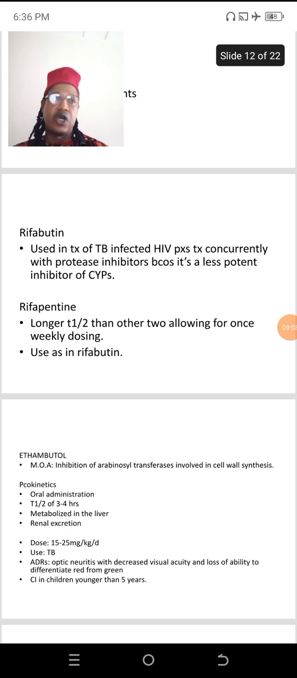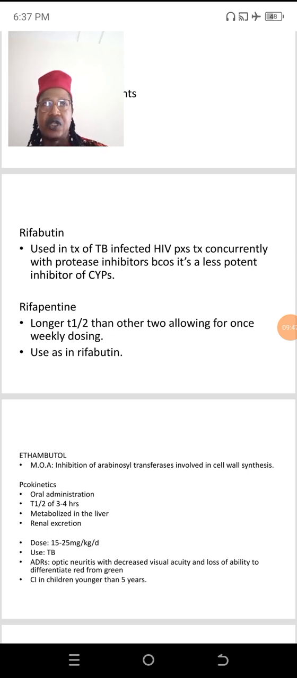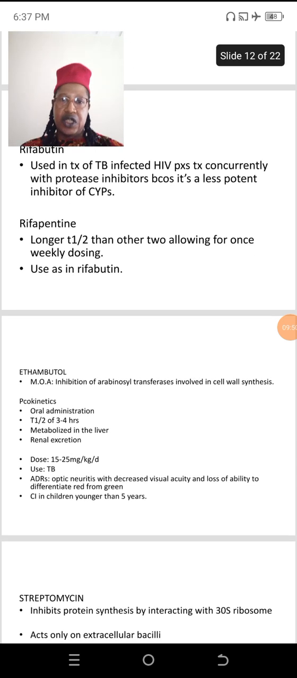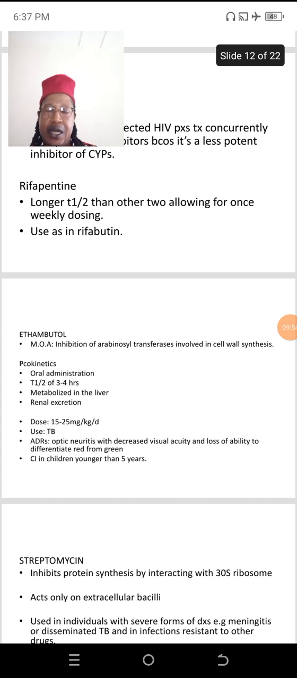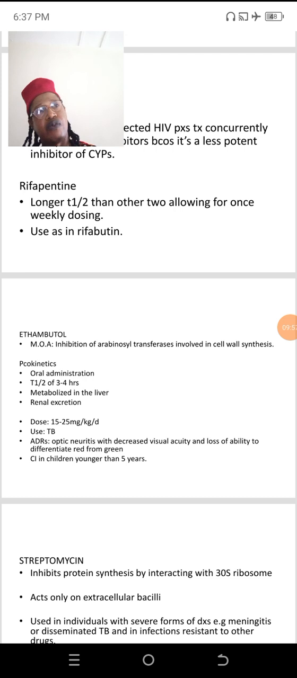Ethambutol. The mechanism of action of ethambutol is by inhibition of arabinosyl transferases, which are involved in cell wall synthesis. It is administered orally. It has a half-life of about 3 to 4 hours. Metabolism is via the liver and excretion is via the kidneys. Ethambutol suppresses the growth of most INH and streptomycin resistant tubercle bacilli, and resistance to its use develops very slowly. The dose is 15 to 25 milligram per kilogram per day, and it is used in the treatment of tuberculosis.